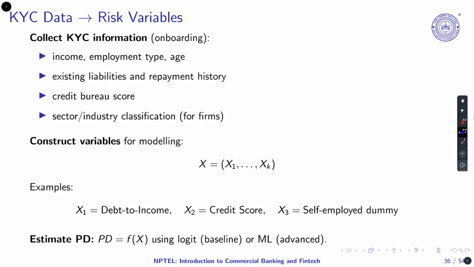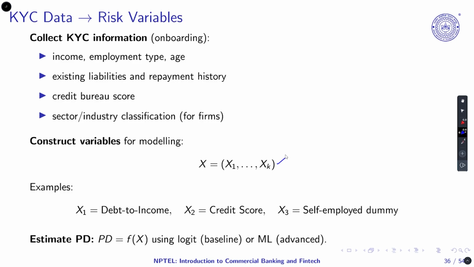Another aspect that we often deal with is the KYC data that we have, KYC data in terms of risk variables. So we know what all details we have in KYC. Here we have income, employment type, age, existing liabilities, repayment history, credit bureau score, then here we have sector, industry classification, all these things are there. So when we construct variables, x is equal to x1 up to xk, where x1 is the debt to income, x2 is the credit score, x3 is the self-employed dummy.